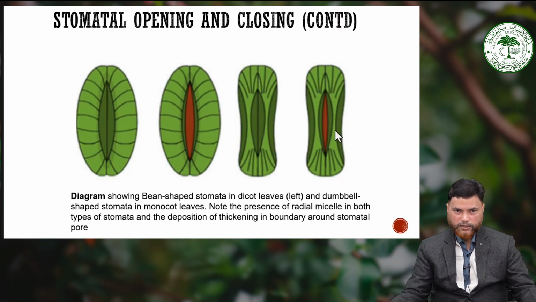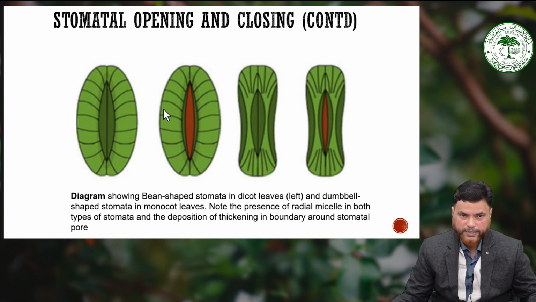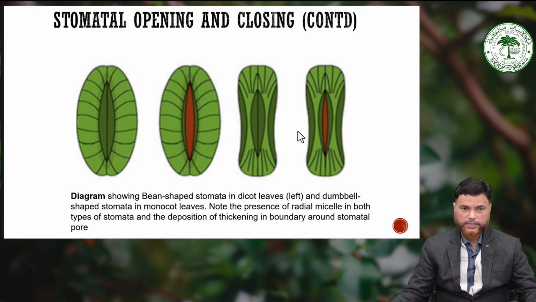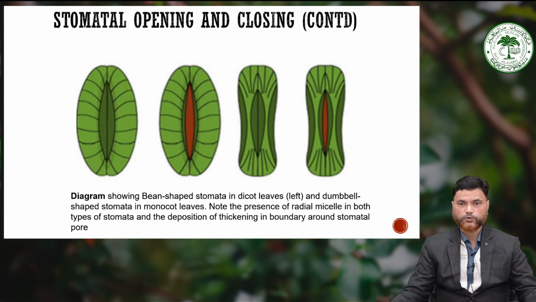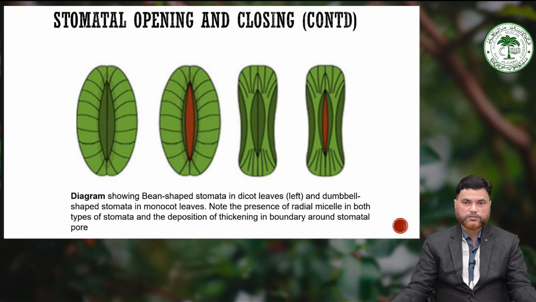Now, as I mentioned, on the left side you see dicot stomata, and on the right side monocot stomata. You see that during stomatal opening, microfibrils play an important role. These are arranged in a radial pattern around the guard cells, and this is known as radial micellation.